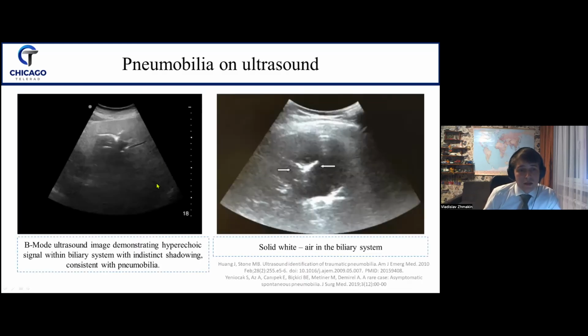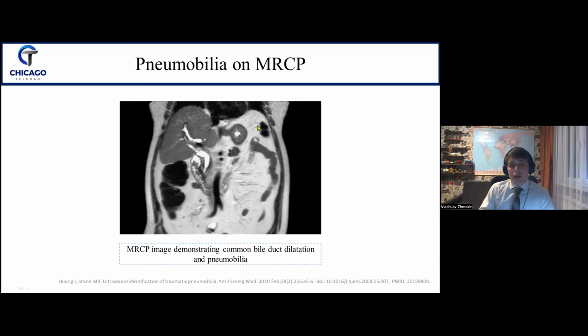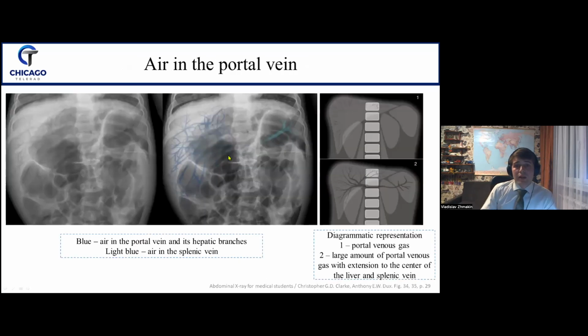Ultrasound is used in diagnosing of pneumobilia, and this one is demonstrating hyperechoic signal within biliary system, with distinct shadowing, which is consistent with pneumobilia, and the same is here. This is an image of pneumobilia on MRCP with the evidence of air in the biliary system and the dilatation of common bile duct.